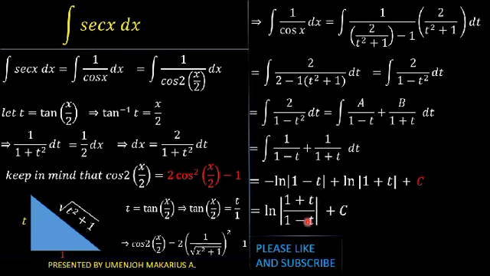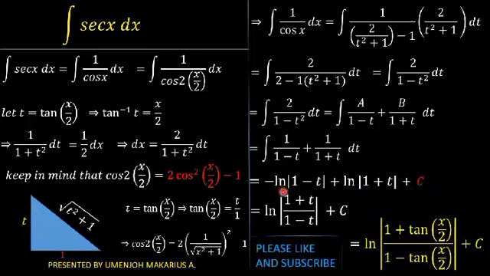But we are integrating sec x, not something that has to do with t. So we simply replace everything. We replace our t by what was our t? It was tangent of x over 2, right? So we are going to replace everything now to have the natural log of the absolute value of 1 plus tan x over 2, over 1 minus tangent of x over 2, plus c. So guys, this is the answer for our integral.